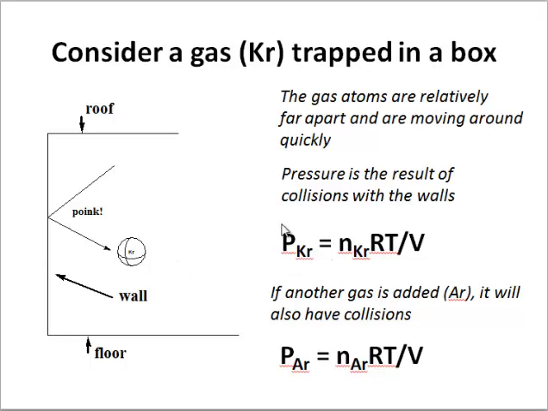The pressure of the krypton, according to the ideal gas law, should be equal to moles of krypton times R times T divided by the volume of the box.